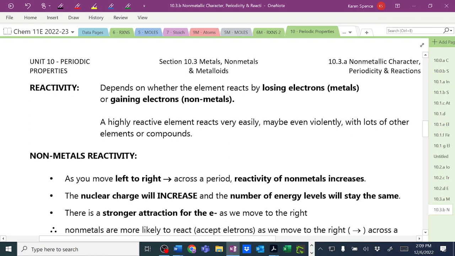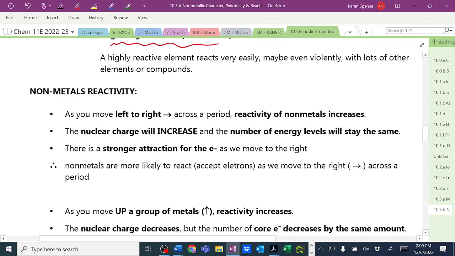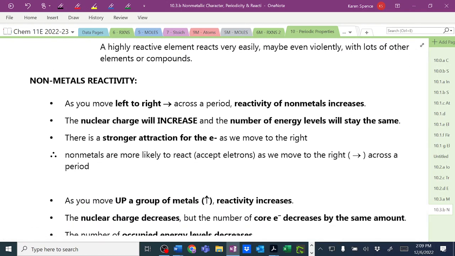Reactivity. Whereas yesterday we looked at metals which were losing electrons in order to react, today we are looking at nonmetals which are gaining electrons in order to react. So we want things that are good at gaining electrons. Where would we find those on the periodic table? Top right, okay? So as we move from left to right, the reactivity of the nonmetals increases.